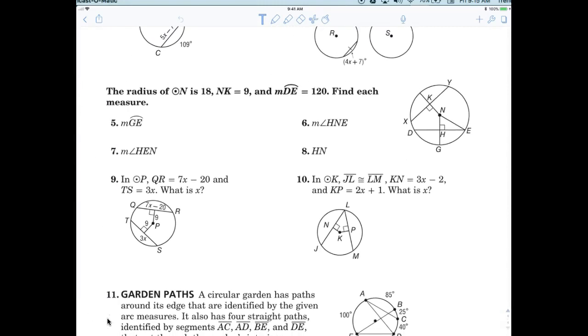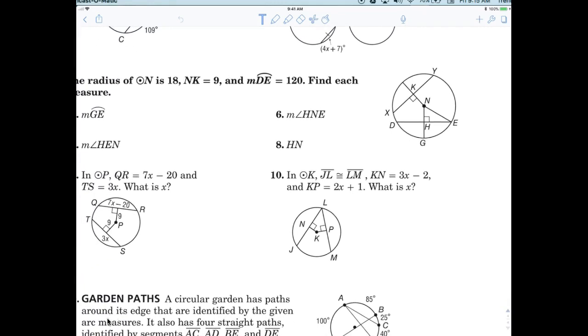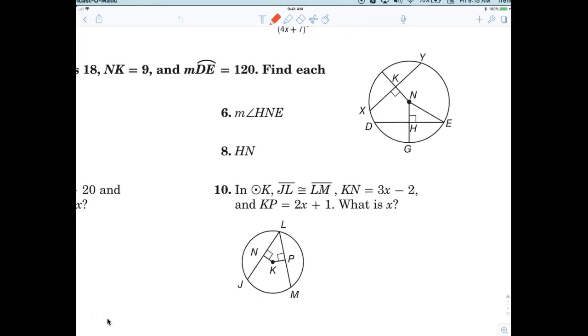All right. So again, listen, actually, these questions right here are kind of tricky. So let's take a close look at them. Very common types of questions. So first of all, the radius of the circle is what? 18, agreed? Agreed. NK is 9. So let me find NK. So NK is 9.